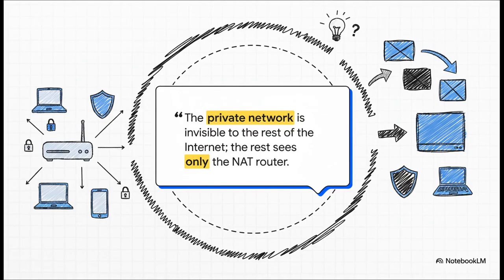And this quote just nails it. Because of NAT, your whole collection of devices, your laptop, your phone, everything, is basically invisible, hidden behind that one single public address. This also gives you a pretty great natural layer of security, because computers out on the internet can't just directly see or try to connect to your individual devices. They can only talk to your router.